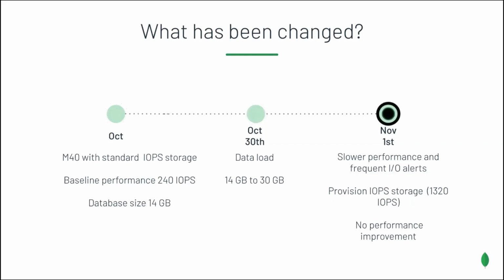On November the 1st, the customer noticed slower performance and started to get frequent I/O alerts. Since they were getting a performance hit and the I/O alert indicated a possible issue with the storage, the customer made a change and upgraded the storage from standard to provisioned IOPS storage with a baseline performance of 1,320 IOPS before consulting with us.